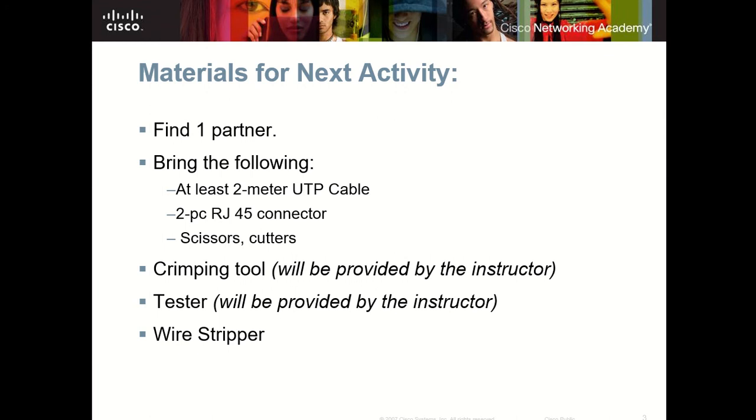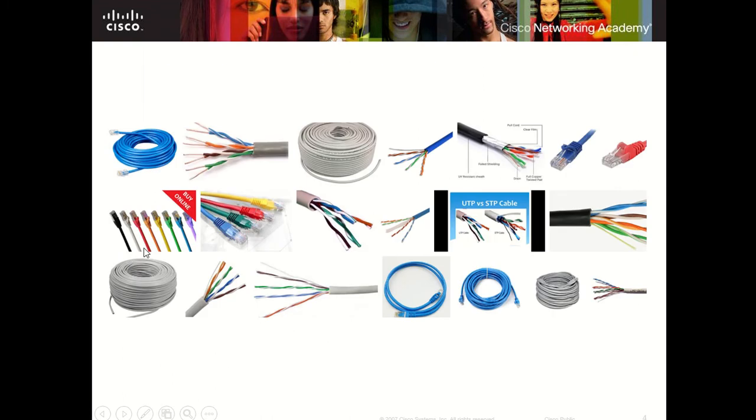UTP cable. Okay? Basically, these are what you need to create or crimp a UTP cable. By the way, in case you are confused about what a UTP cable is, this is it. So what you will make is similar to this example: a LAN cable, intended for a local area network.